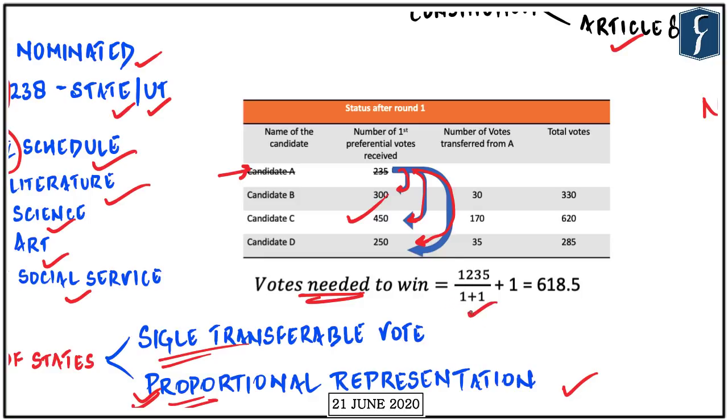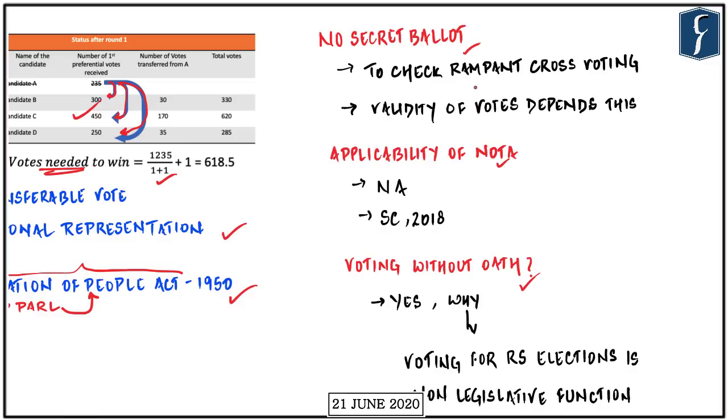Now we are in the habit of exercising our vote in secrecy, but there is no secret ballot for Rajya Sabha elections, and Rajya Sabha polls are performed on a system of open ballot. But of course this openness is quite limited. Now this measure has been adopted to check rampant cross voting, which was taken to mean that the vote has been purchased by corrupt means.